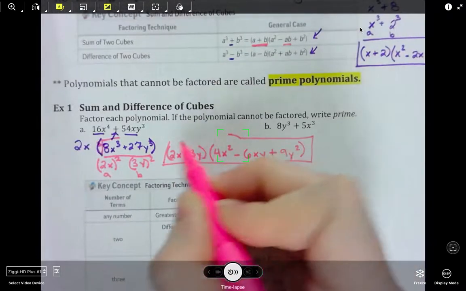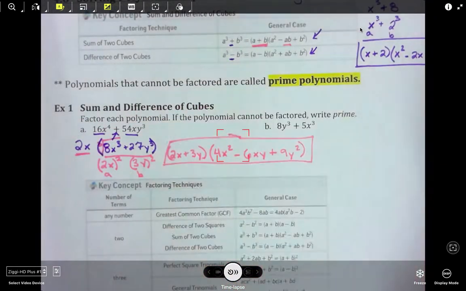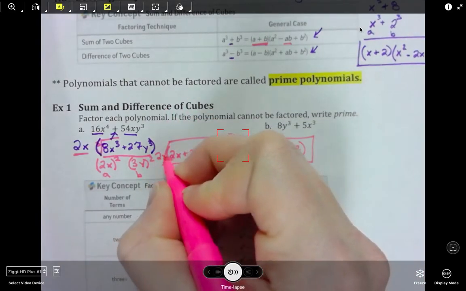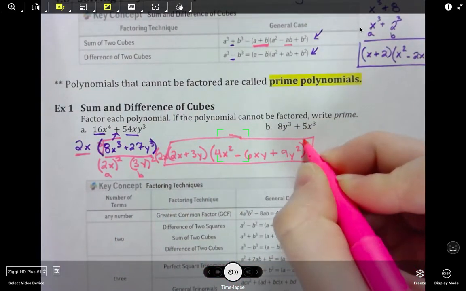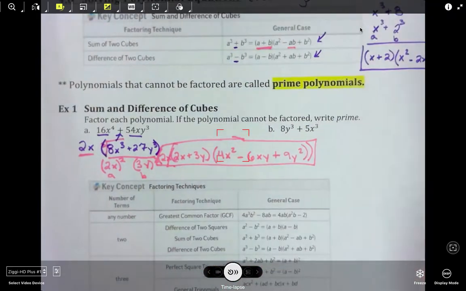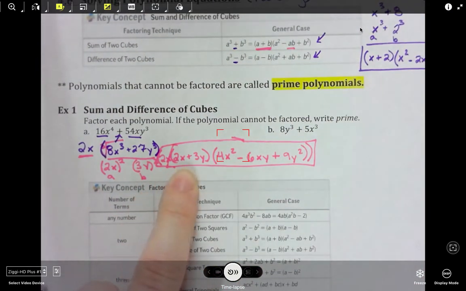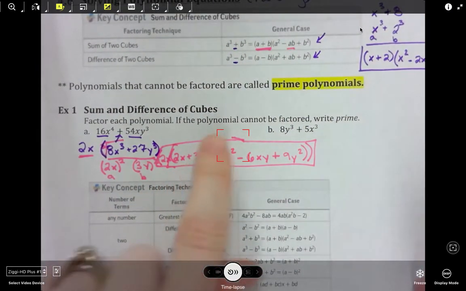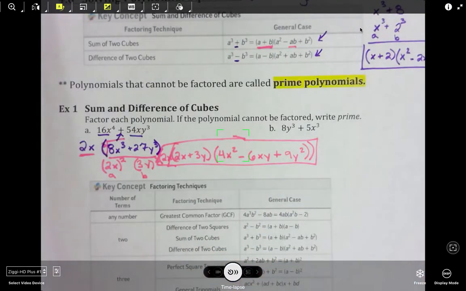Oh, except I missed something. Shoot. I forgot about this 2x on the front, so I'm just going to lump this 2x onto the front of it, and that's going to be the entire piece here. So 2x times 2x plus 3y times this trinomial here. That's what it would be factored down.